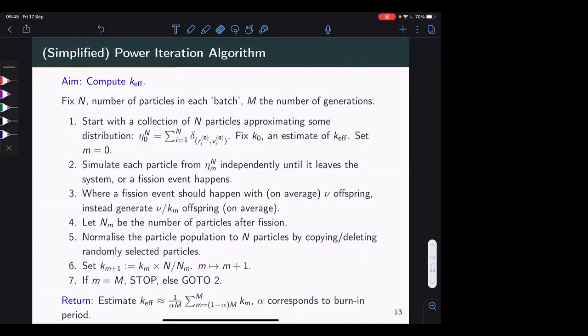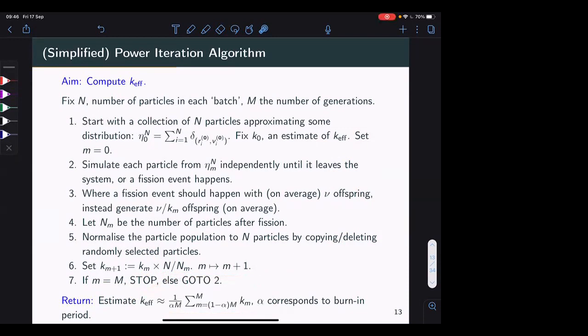In practice, people do slightly more sophisticated things, but it's in this broad general area. And then I make an update to my K parameter. So I set Km plus 1 to be Km times the ratio of what I needed to what I had. And then I basically repeat until I'm done. So I go back to stage 2. I have new estimates, new particle positions, I keep going. And then I can estimate K effective based on some sequence of these things.